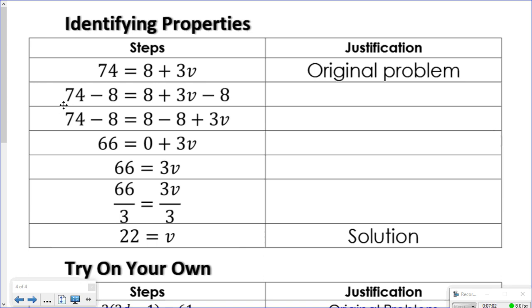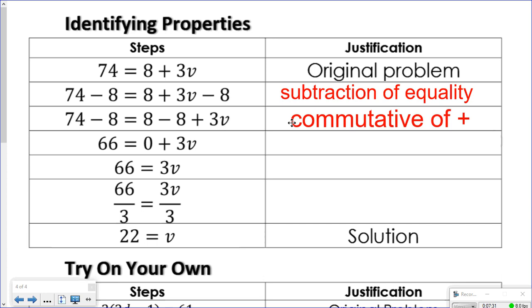Then we did this next step where we subtracted 8 from both sides because we're trying to get rid of this 8 here. Well, if we're trying to get rid of the 8 by subtracting 8 from both sides, that's the subtraction property of equality. You're subtracting by 8 on both sides. Okay? Then the next step, what they did is they moved the 8's next to each other. So it was 8 minus 8 plus 3b. Well, all I did here was change the order. So the way I got to this step was through the commutative property of addition.